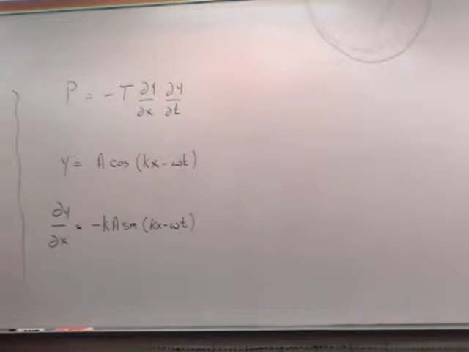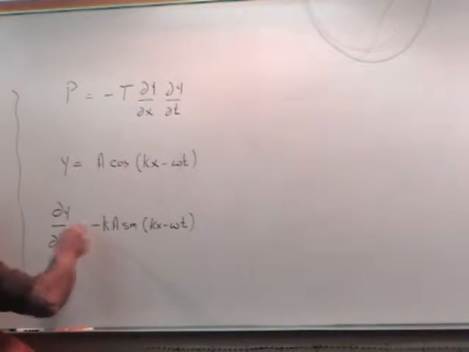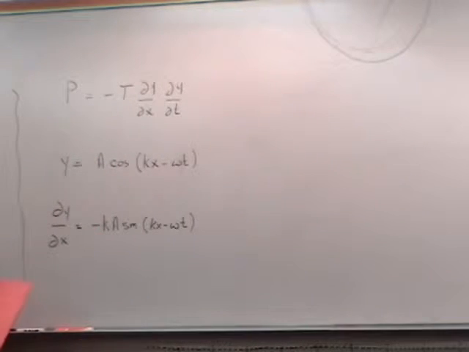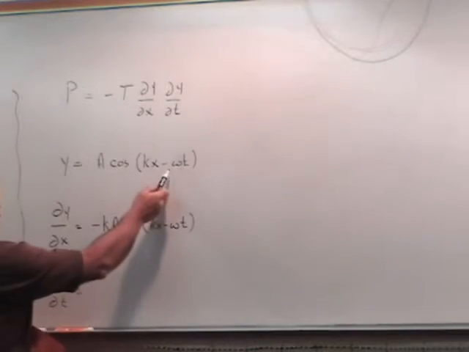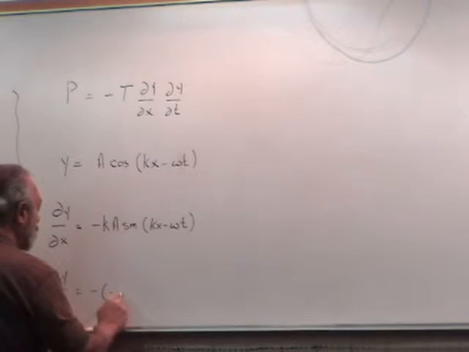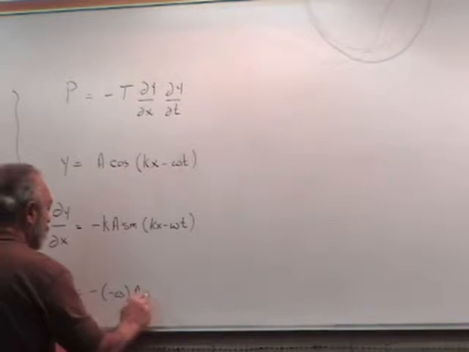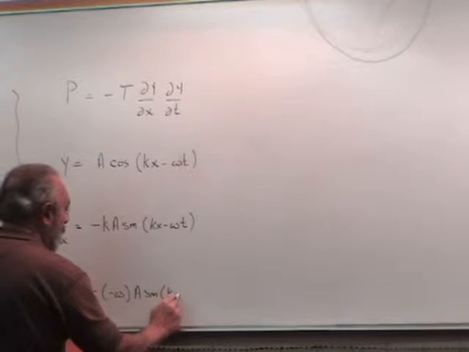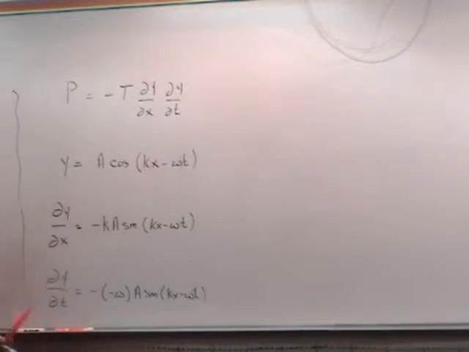Now, if we do, oops, it comes from this negative sign here. Excuse me. If you differentiate with respect to time, dy dt, what are you going to get? Well, look, you get a minus omega out front, and then you get the sine back again. So again, the same reason for the first sign, minus omega a sine of kx minus omega t, like that.